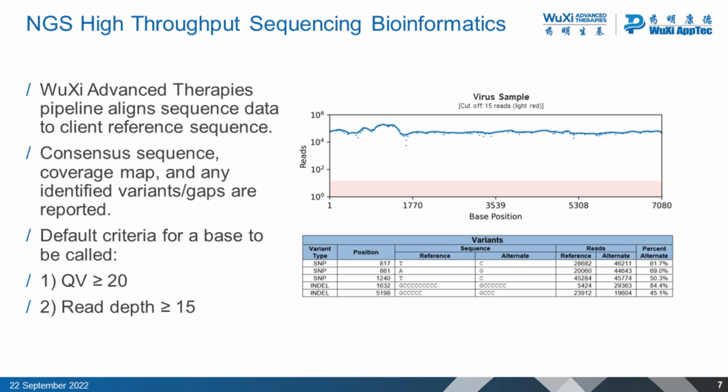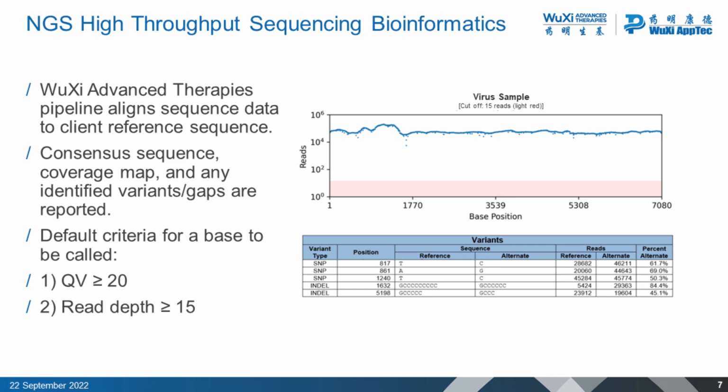In total, the pipeline identified 3 SNPs and 2 indels. Indels are insertions or deletions. In this case, at position 1632 and position 5198, there was a deletion of nucleotide C.